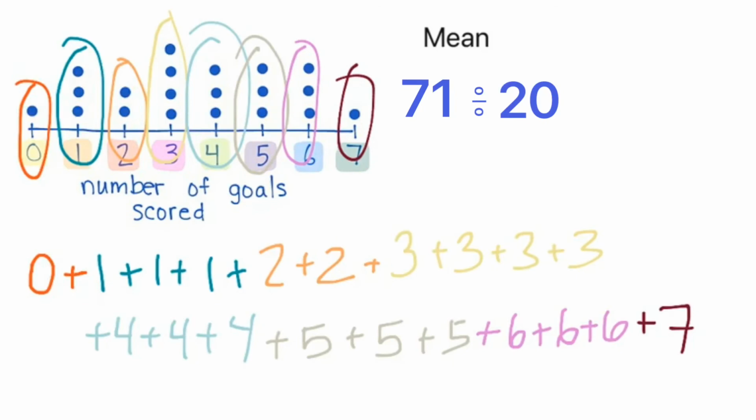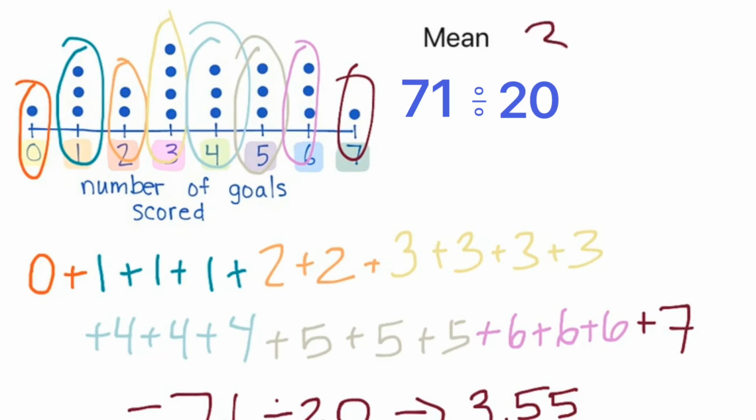So what I've done is I have added each of my data points together. I only have 1 zero because there's only 1 dot for 0, but I have 3 ones because there's 3 dots for 1. Adding all of them together, that gives me 71. And then because I'm trying to find the average, I'm going to divide by the number of data points, which is 20. And that gives 3.55, which I will just round up.